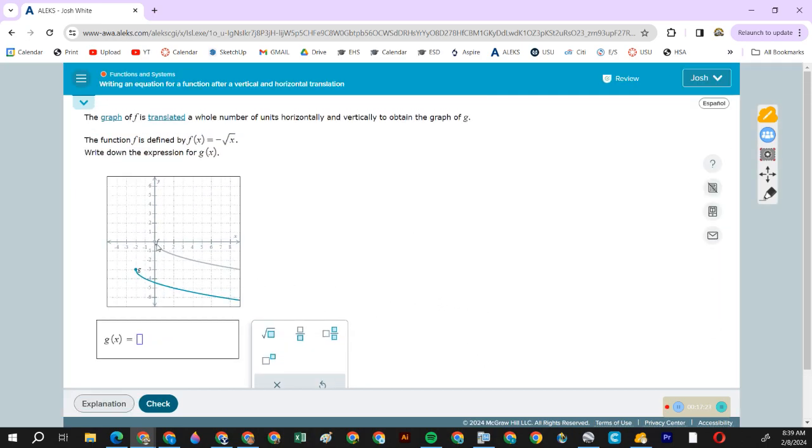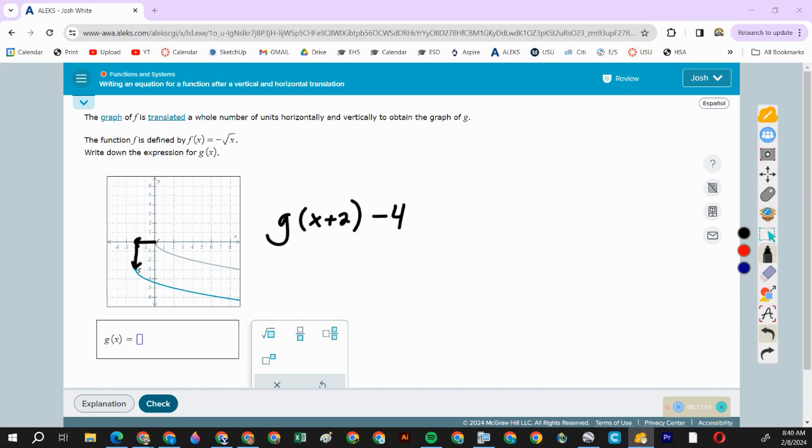Okay, so here is the original graph, the negative square root of x. So what is g of x? Well, we moved left 2, so it's going to be g of x plus 2, and we moved down 4, so we would subtract 4 on the outside. So the original f of x was negative square root of x. So I'm going to take that negative square root of x, and I'm going to stick these transformations in there. So x plus 2 goes inside, and -4 goes on the outside.